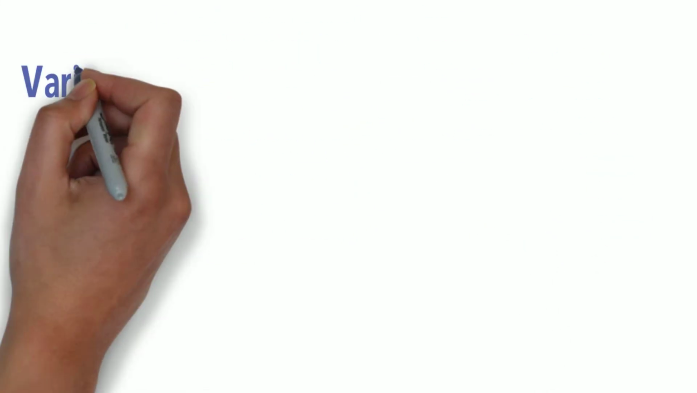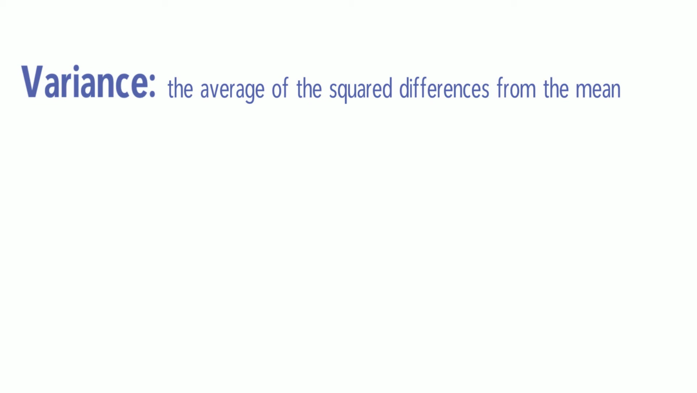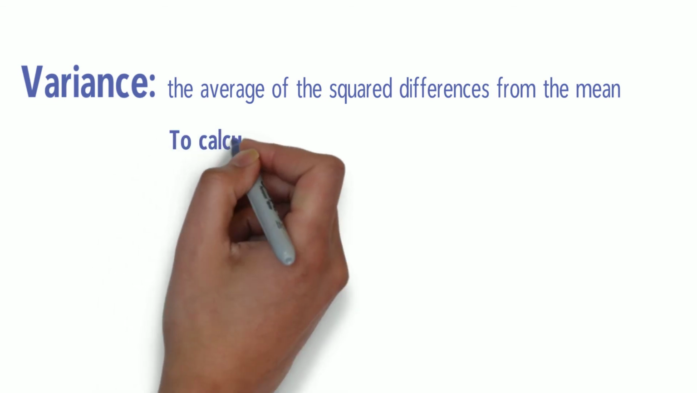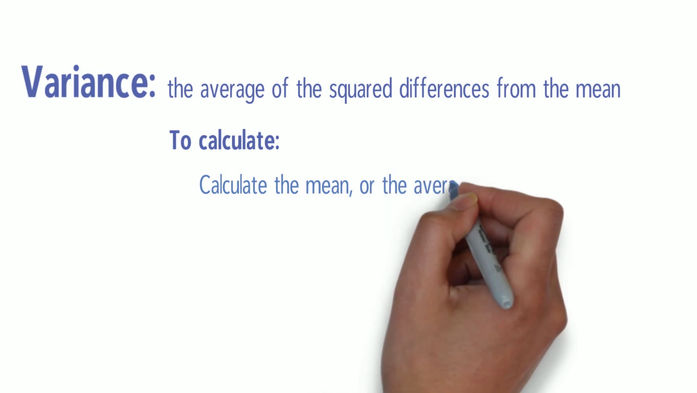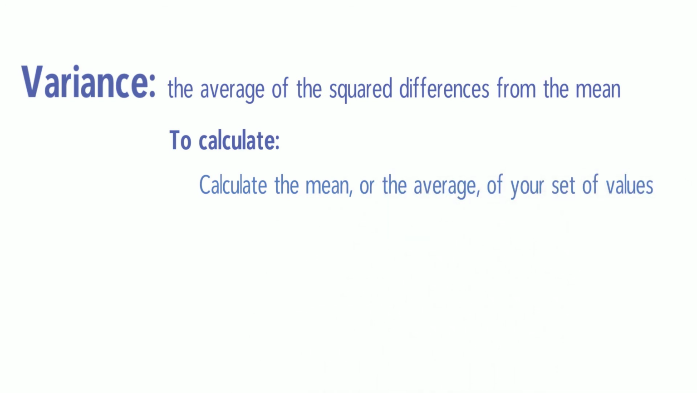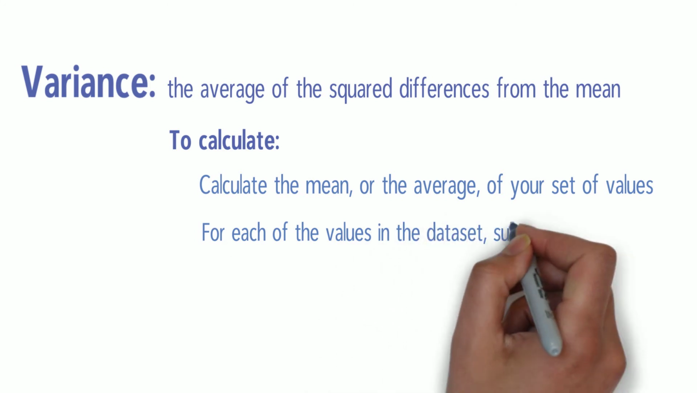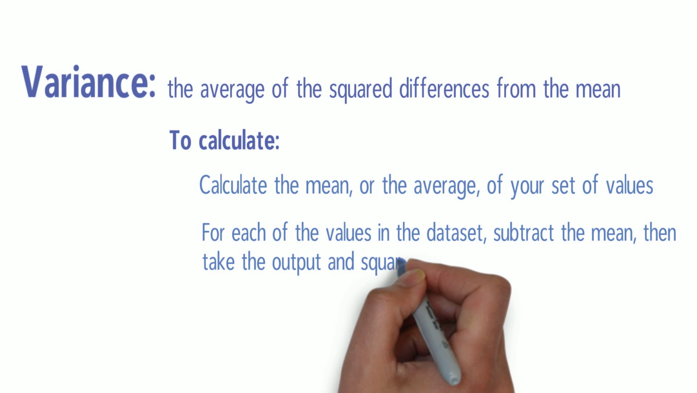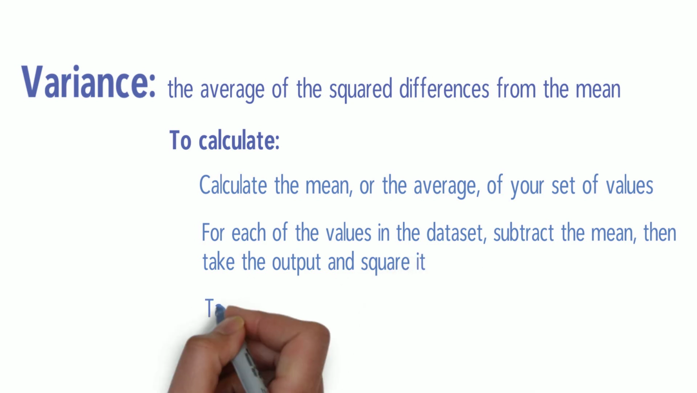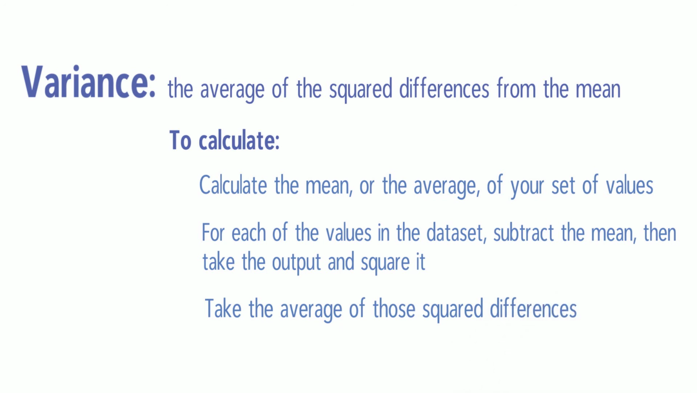Next, let's look at variance. The variance of a dataset is the average of the squared differences from the mean. To calculate the variance, you will need to calculate the mean, or the average of your set of values. Then, for each of the values in the dataset, subtract the mean, then take the output and square it. Lastly, you need to take the average of those squared differences.